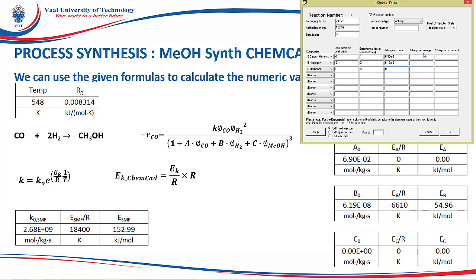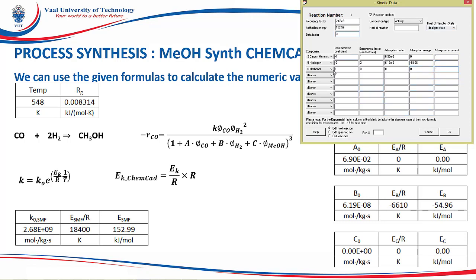The absorption energy for carbon monoxide is 0. For hydrogen it is minus 54.96, which is the value here. And then for methanol, it is 0. The absorption exponents, all of them, if you see here, are 1, 1, and 1. They are all raised to the power 1.